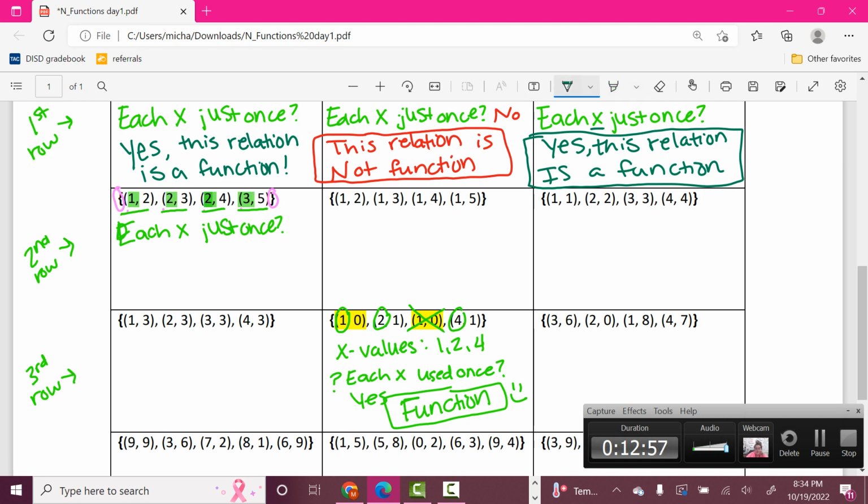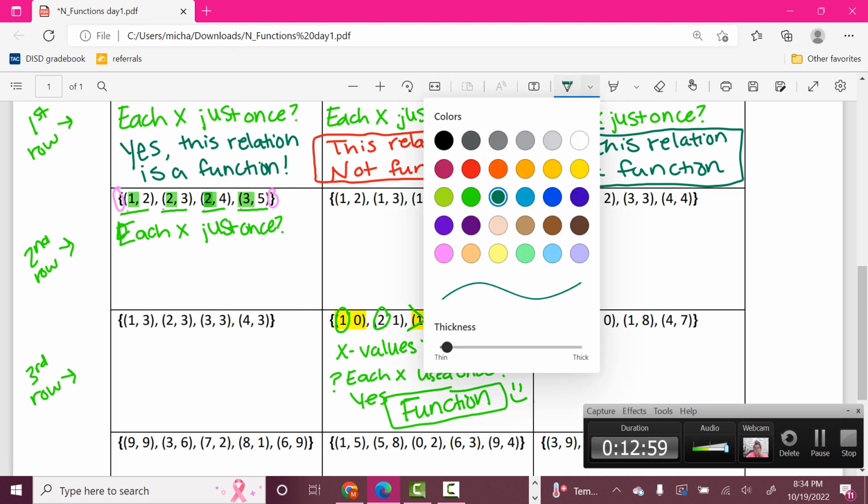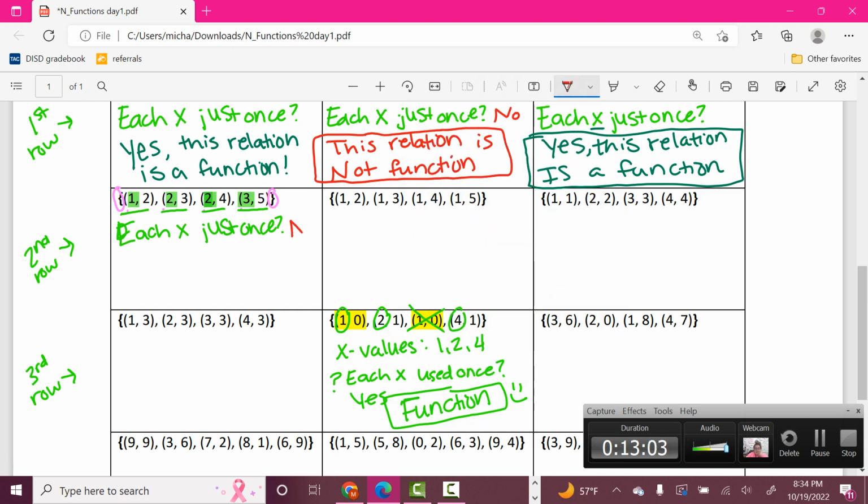So those x values, some of them are occurring more than once. X equals 2 happens more than once. So the answer here is no. X equals 2 happens more than once. So this relationship, this relation is not a function.